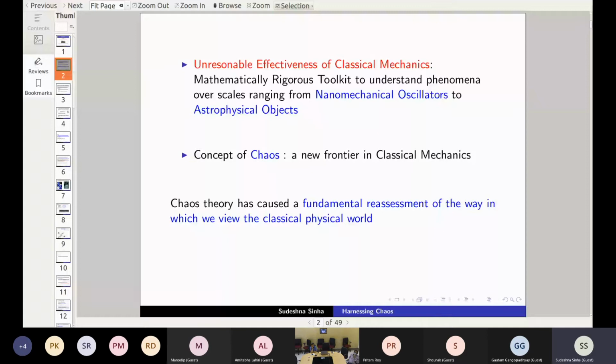Now, of course, it's a very old field. That's why it's classical. So what is chaos? In some sense, you can think of it as a new frontier of classical mechanics. It's the new kid on a very old block. And what has it offered us? It actually is some kind of a paradigm shift, I would think, because it has made us fundamentally reassess the way in which we view the classical physical world, something which we may have thought was obvious or well understood. We have revisited a whole lot of classical phenomena and found very new, surprising things in there.